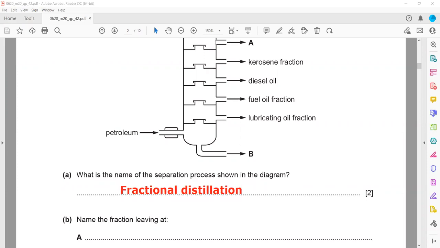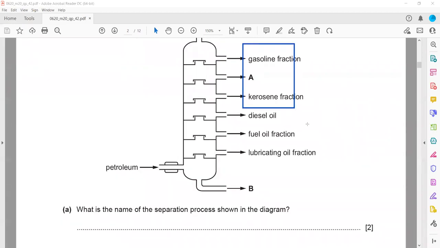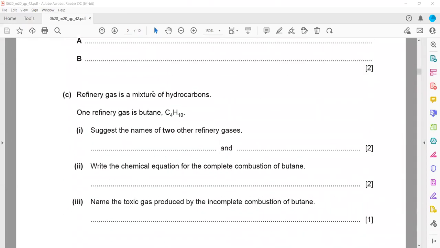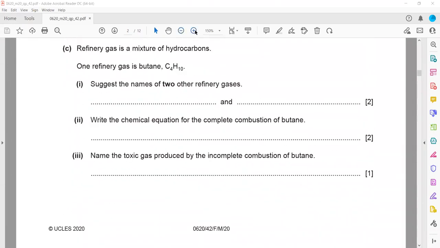Then name the fraction labelled A. So that is naphtha. You have to learn the order for all these fractions: gasoline, naphtha, kerosene, diesel, fuel oil, lubricating oil, and B will be bitumen. So here we have naphtha and bitumen. Learn the order.